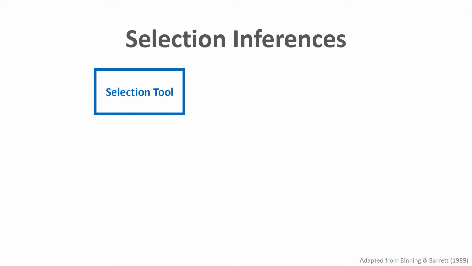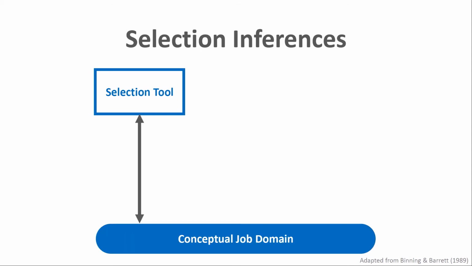Now, as you can see here, the selection tool is in a rectangle, okay? And this is because I'm trying to represent this as a measure here. Now, a selection tool is intended to tap into or assess a concept or construct, and in this case, it's the conceptual job domain. And here I've represented this concept or construct of the conceptual job domain with this ovalized shape here. And so again, what we're trying to do in selection is make an inference about the conceptual job domain, and specifically how well a particular applicant might be able to perform aspects of that conceptual job domain, and we're trying to make that inference based on how they score on a selection tool.